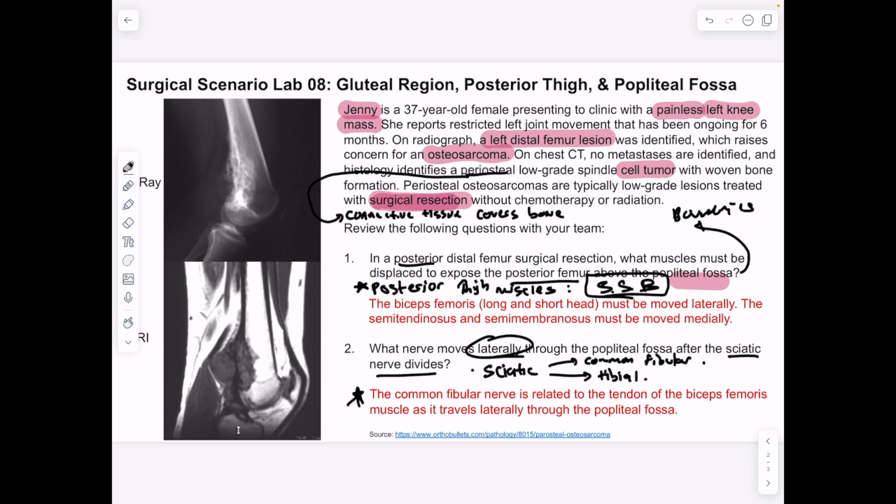It is related to the tendon of the biceps femoris muscle as it travels laterally through the popliteal fossa. All right, not too bad. Good job, guys. Done with another lab.